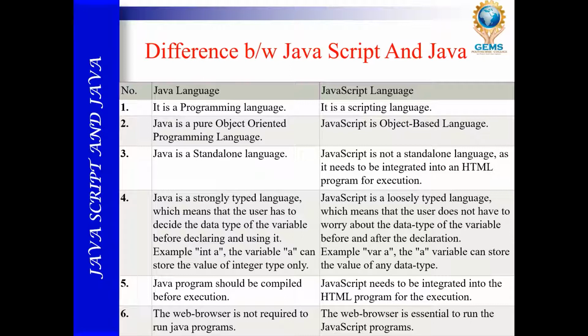Next one, Java doesn't need any browser. A web browser is not required to run Java programs. But a web browser is essential to run a JavaScript program. It may be Firefox, Google Chrome, Safari, or any browser. You need a browser to run a JavaScript program, but the Java language doesn't need a browser. So please understand the difference between JavaScript and Java.